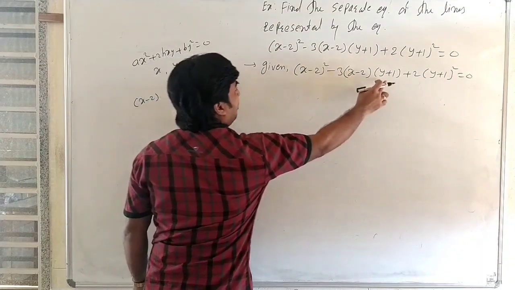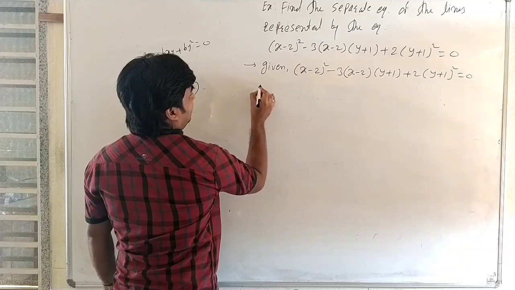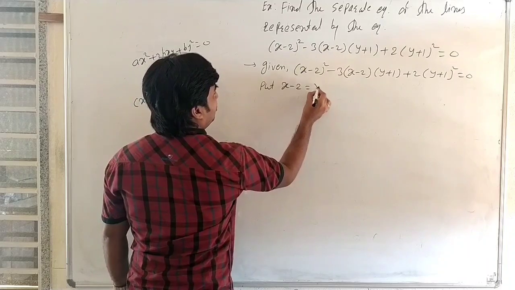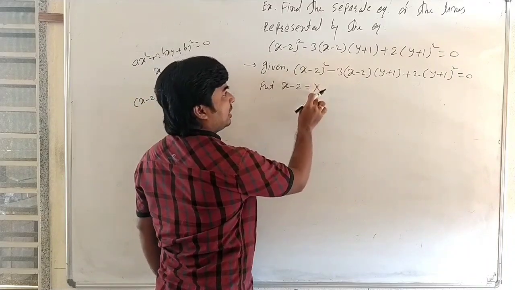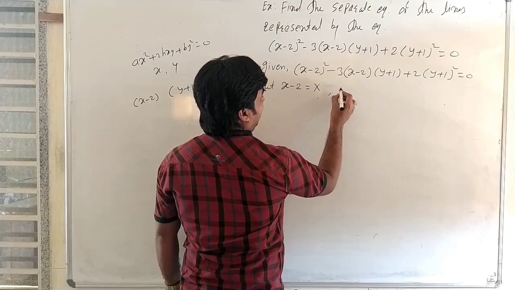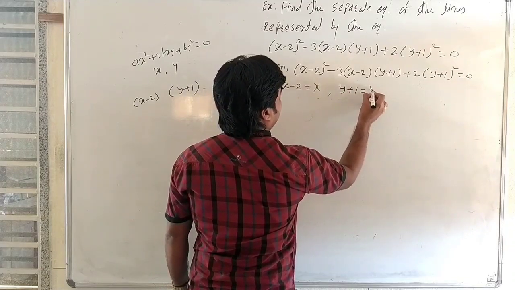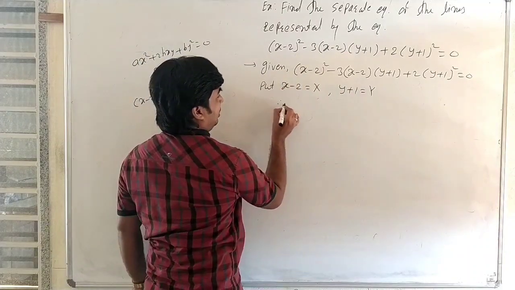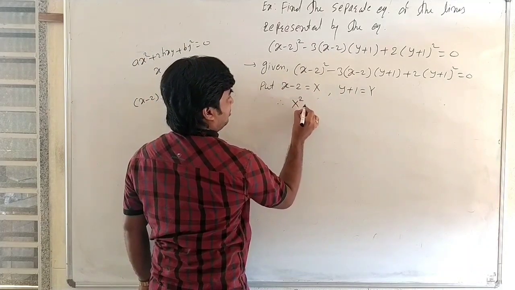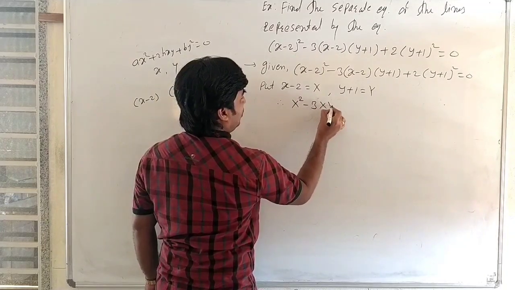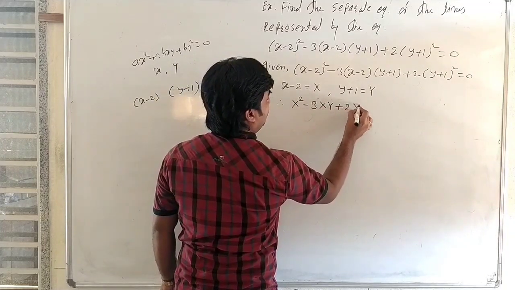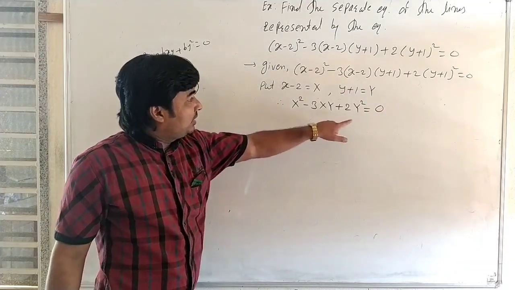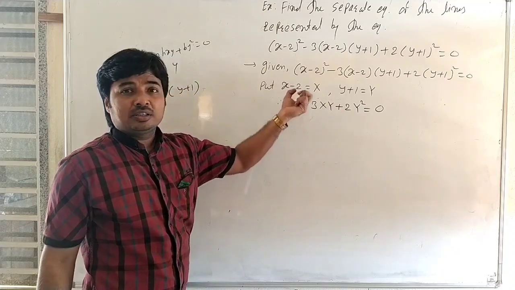Here, x minus 2 and y plus 1 are in terms of one variable. Put x minus 2 is equal to, suppose, capital X. Any notation can be taken, here a and b are also fine. And y plus 1 is equal to capital Y. Any notation is fine. Therefore, this equation becomes X square minus 3XY plus 2Y square is equal to 0. Now it is a second degree homogeneous equation in capital X and capital Y.